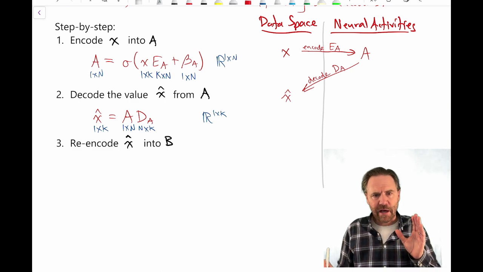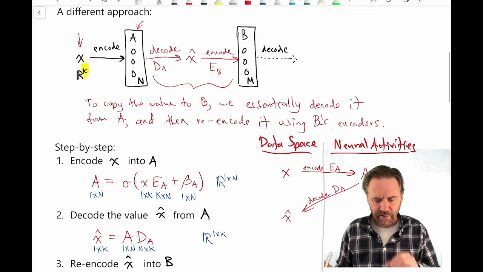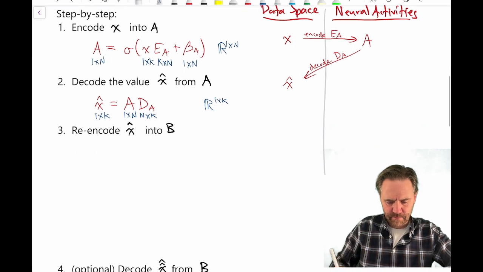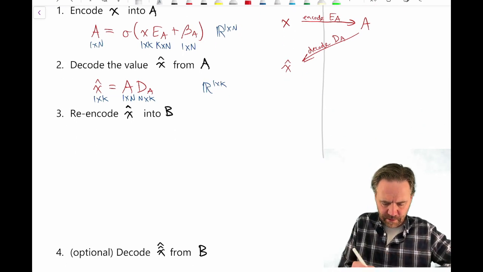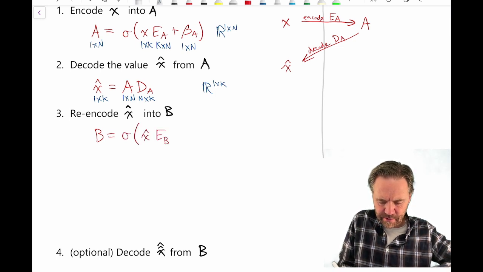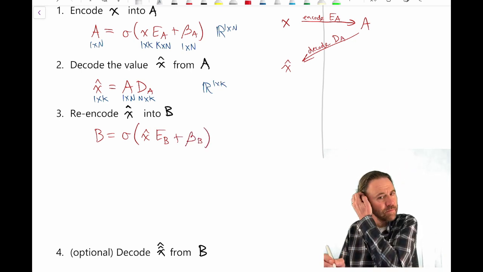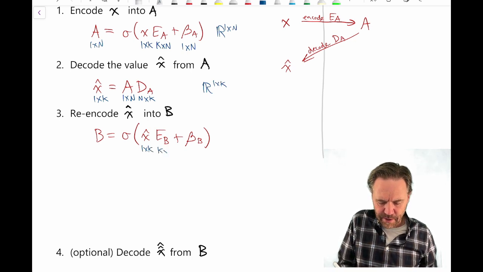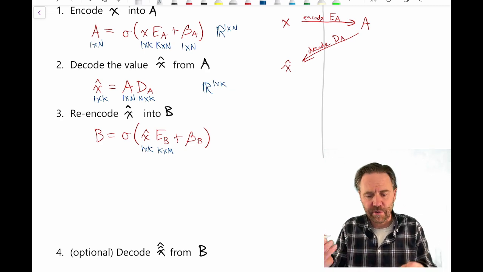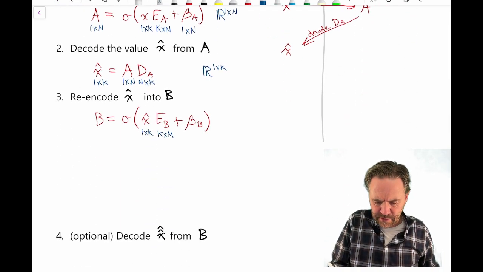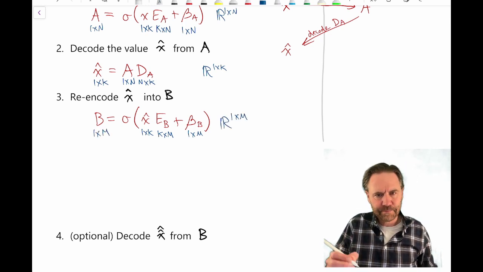All right, so now let's say, looking back at this figure up here, now we have to re-encode it into the population B. So what does that look like? That looks like B equals sigma of X hat times the encoders for B plus the biases for B. Now again, looking at the dimensions, this is 1 by K. This is K by M, because now this population B we're saying has M neurons. It was actually up here. N neurons and M neurons. And of course, then this must be 1 by M to match. So this whole thing must be 1 by M. Great.